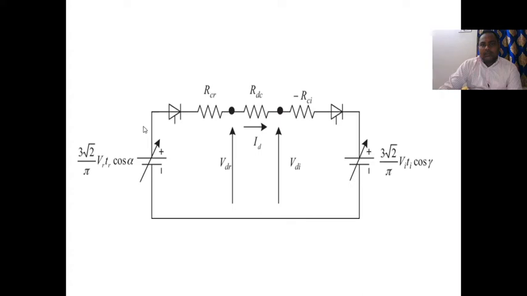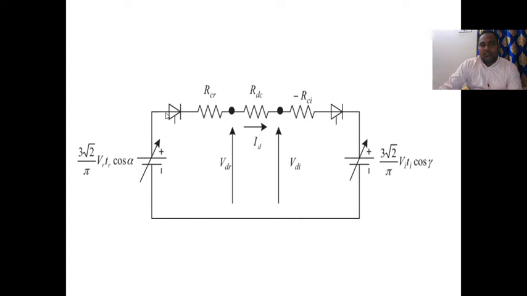This is the basic equivalent circuit of an HVDC system. This is 3 root 2 by pi VR TR cos alpha, the rectifier station. This is the inverter station, 3 root 2 by pi VI TI cos gamma. In the rectifier station, we can control the power by using the firing angle or delay angle alpha. In the inverter station, we can control the power by using gamma, that is, extinction angle control.